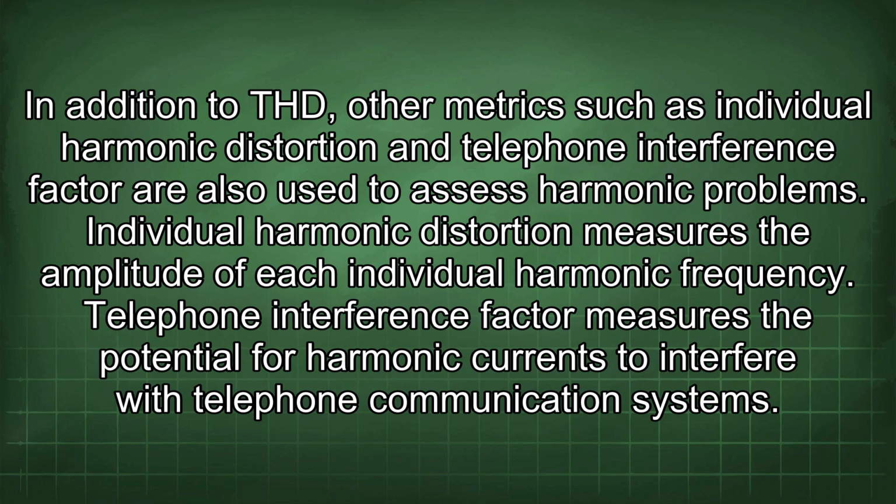In addition to THD, other metrics such as individual harmonic distortion and telephone interference factor are also used to assess harmonic problems. Individual harmonic distortion measures the amplitude of each individual harmonic frequency. Telephone interference factor measures the potential for harmonic currents to interfere with telephone communication systems.